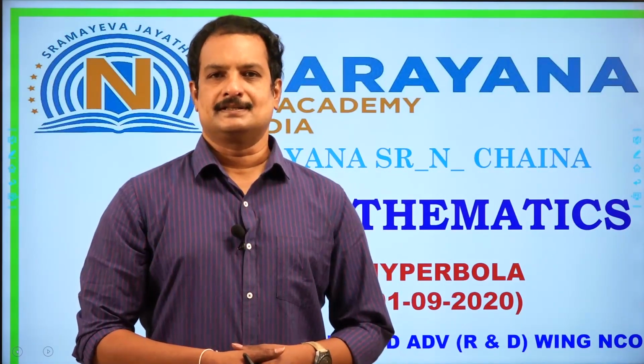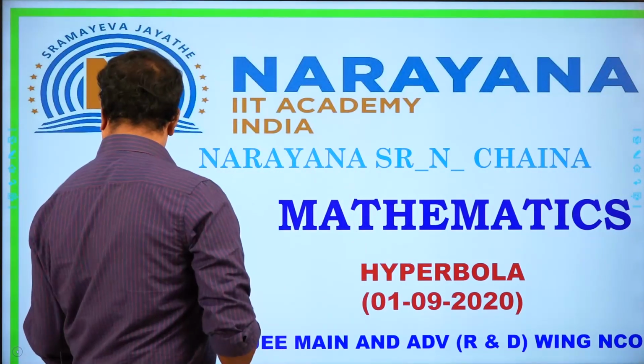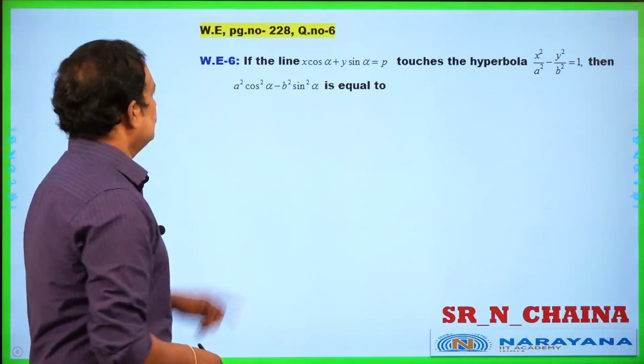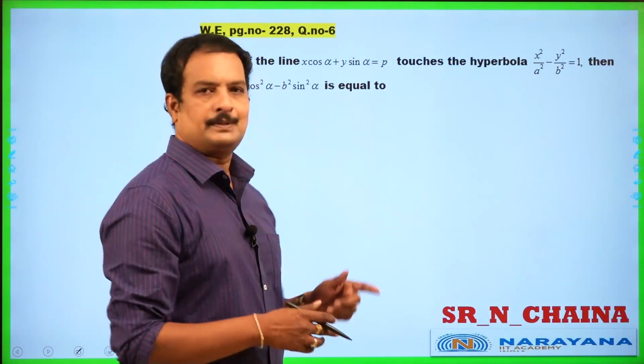Today we are going to discuss some basic problems on hyperbola. Let us discuss the first problem. Now in this case, the line x cos alpha plus y sin alpha equal to p touches the hyperbola.